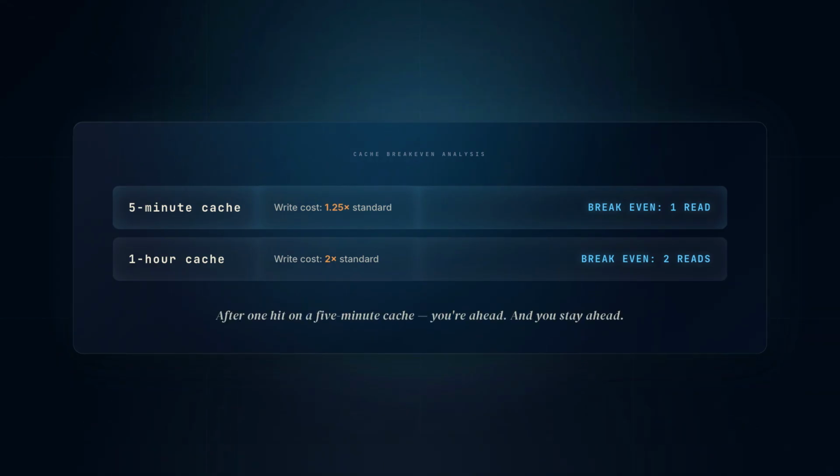The break-even math is simple. Pay a little more on the first write, get 90% back on every subsequent read. After 1 hit on a 5-minute cache, you're ahead. After 2 hits on an hour cache, you're ahead. And then you stay ahead for every call within the window.